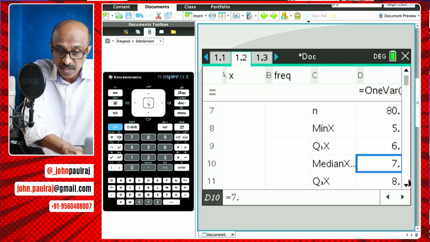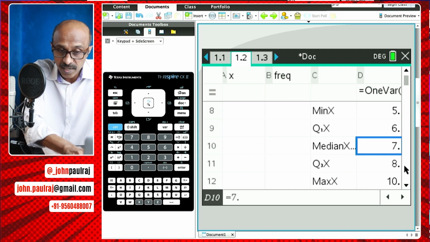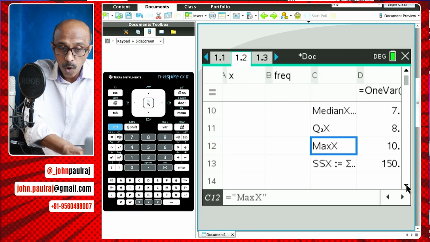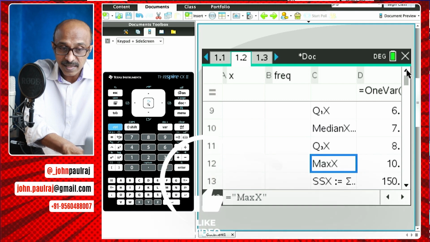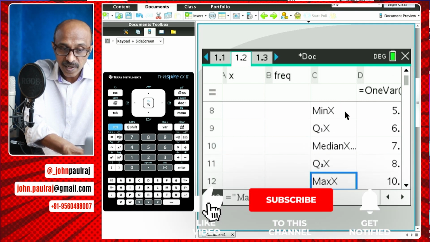So if you click that, you can see the median is 7. Q3 is given to you as 8, that's the upper quartile. Maximum value is given to you here. All the statistics are calculated just like that, okay? So minimum value, Q1, median, Q3, and so on and so forth.